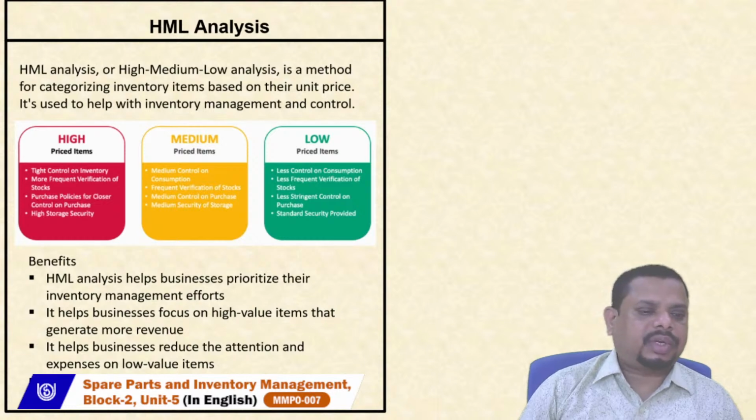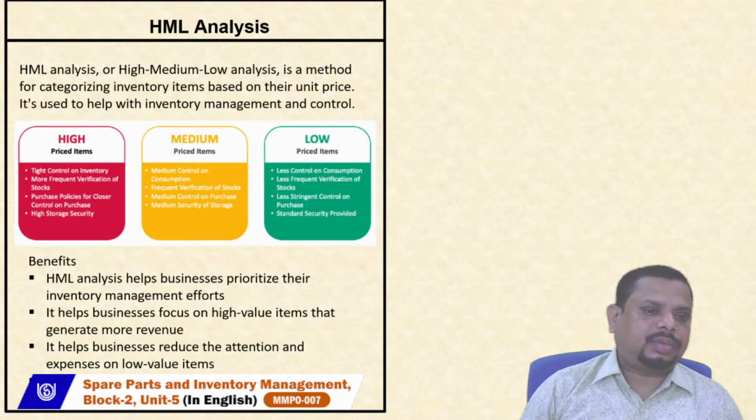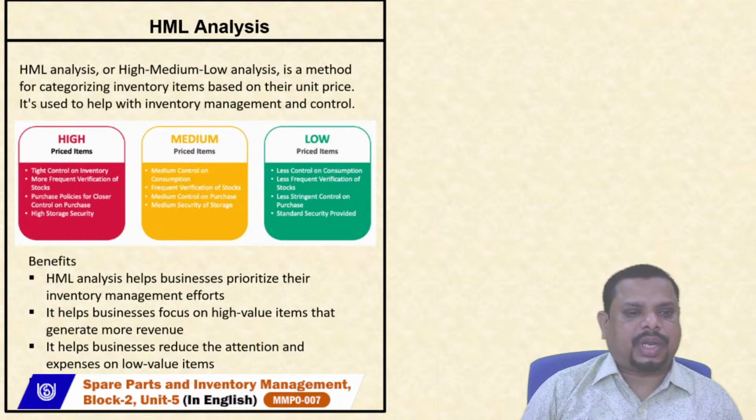It helps the business focus on high value items that generate more revenue. It helps the business reduce attention and expenses on the low value items. And the last benefit is that it helps the business ensure that critical products are always in stock. So depending upon the price, like high price items, medium price items, and low price items, inventory is managed on a priority basis. And here the unit price is the most important aspect for inventory management as well as control.